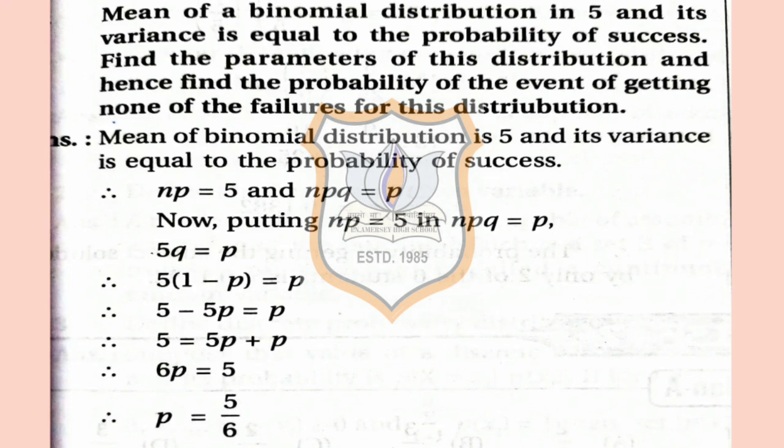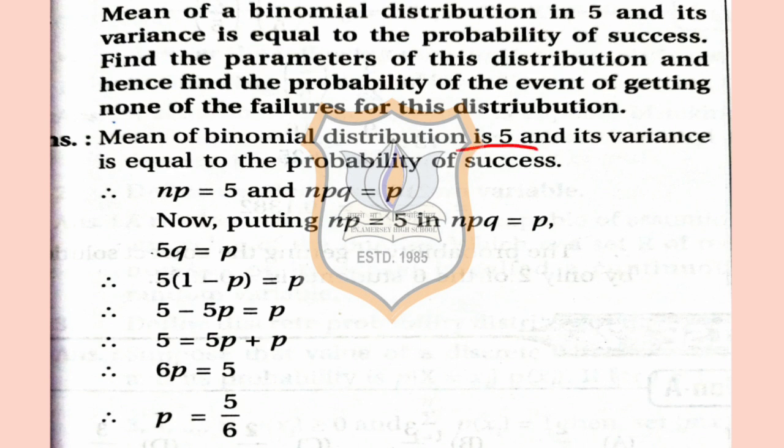Now let's solve question number 2. Mean of binomial distribution is 5 and its variance is equal to the probability of success. Find the parameters of this distribution and hence find the probability of the event of getting none of the failures for this distribution. Here mean is 5, that is given to us.